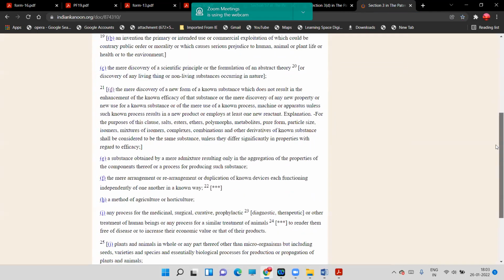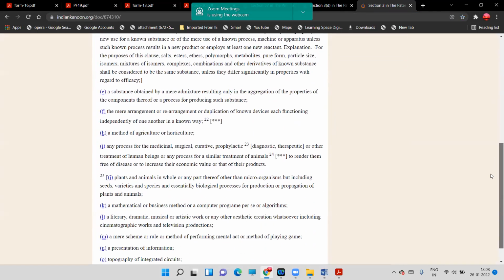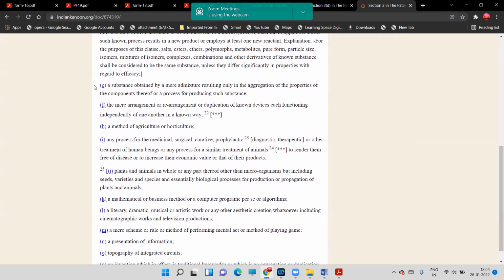So the objections are based on section E, that is a substance obtained by a mere admixture resulting only in aggregation of properties of the components thereof or a process for producing such substance. Okay. So उन्होंने बोला है कि ये mere admixture है, मतलब कुछ भी आपने मिक्स कर दिया है, ऐसे उन्होंने बोला है.